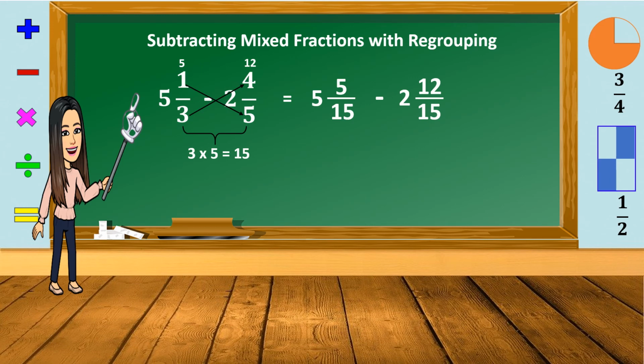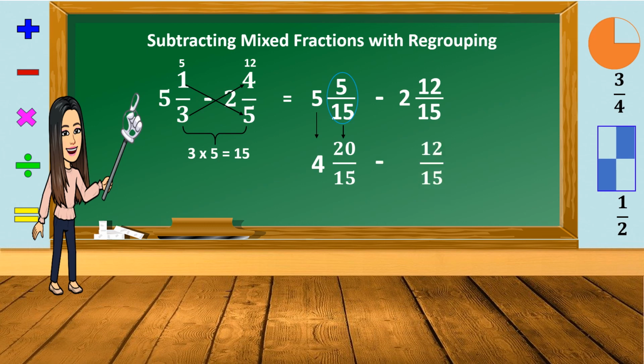Let us now subtract. Look at your numerators. 5 minus 12. 5 is less than 12, so we cannot subtract. Rename the whole number. 5 minus 1 will become 4. And then the 1 that we subtracted, instead of writing it as 15 over 15, we add the 5 over 15. Let us do the shortcut by adding this fraction. 5 plus 15, the answer is 20. Then copy the denominator, which is 15. So we now have 4 and 20 over 15. This is the same as 5 and 5 over 15.